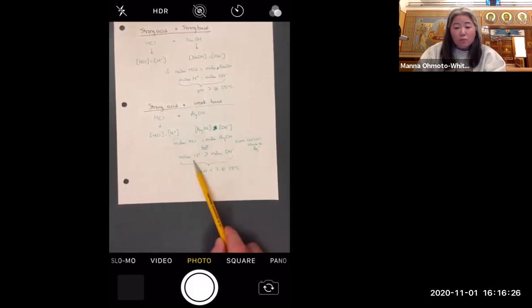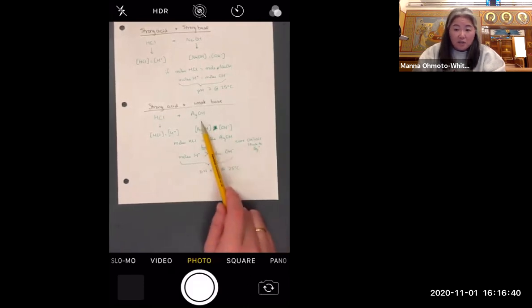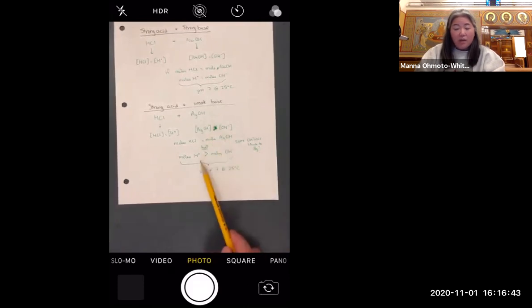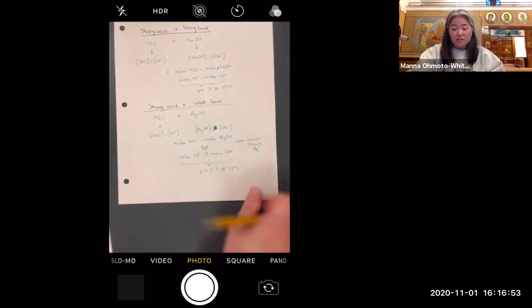But what happens is that because I've dissociated my acid completely, but not my base completely, I will have more moles of hydrogen ions than I will have moles of hydroxide ions. So the concentration of hydrogen ions will be greater than my concentration of hydroxide ions because some of my hydroxide ions will still be stuck to the Ag+ ions, as a definition of a weak base. So I will have more hydrogen ion concentration than hydroxide ion concentration. That's a definition of an acidic solution. And so my pH will be less than 7 at 25 degrees Celsius.